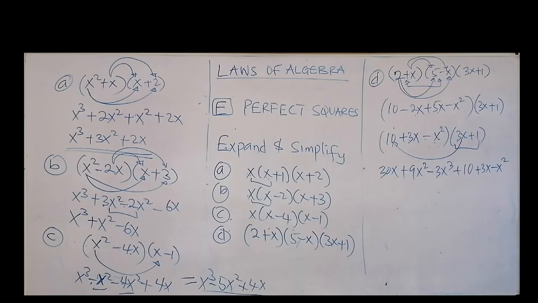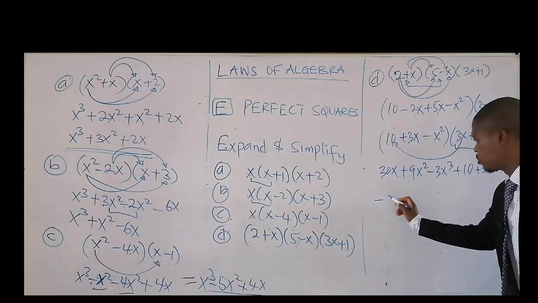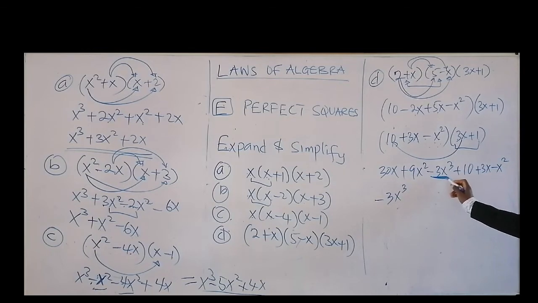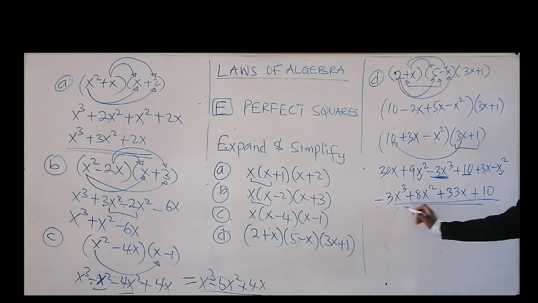Okay? So on the final note, do the rearrangement. This is the only cube we have. This is 9x squared. This is an x squared. So 9 minus 1, that's a plus 8x squared. Okay? Then the other one, we have 3x plus 30, that's a 33x, and then plus 10. And that finished that question.